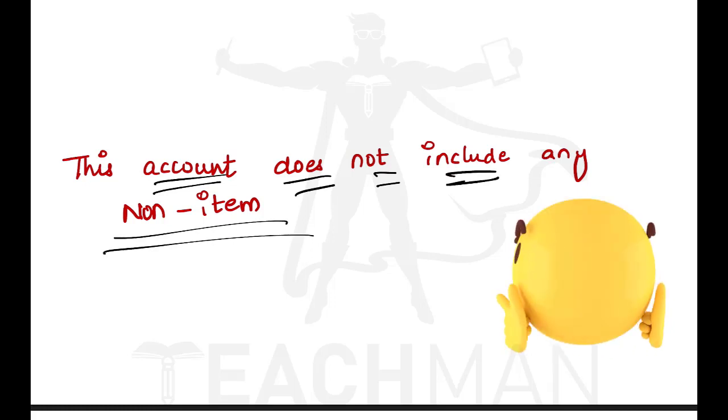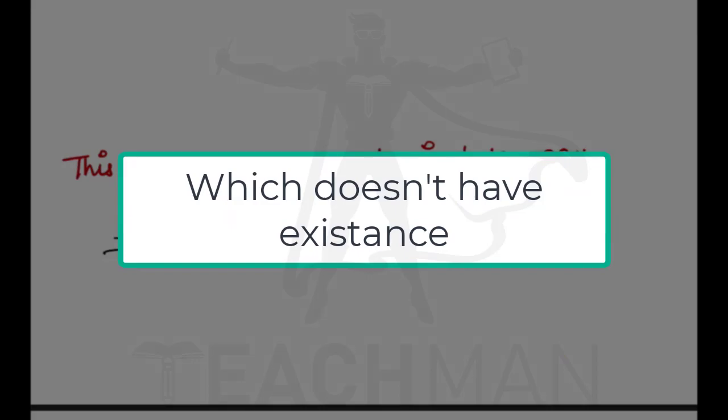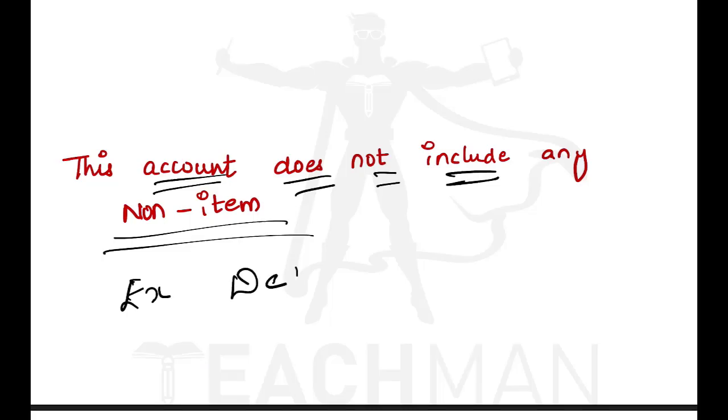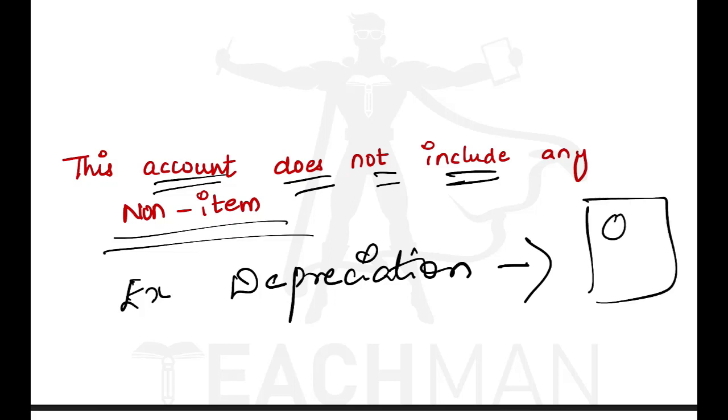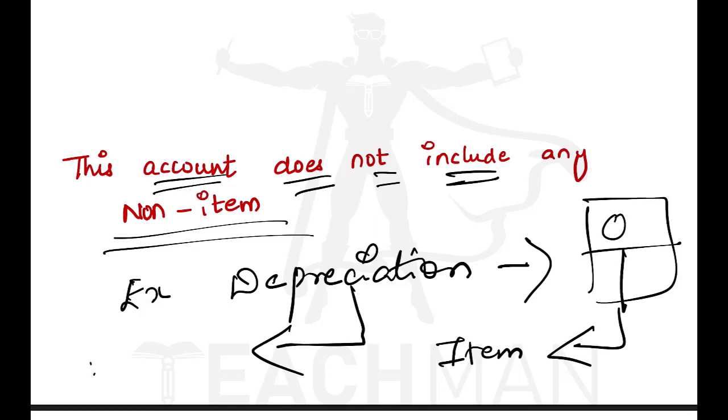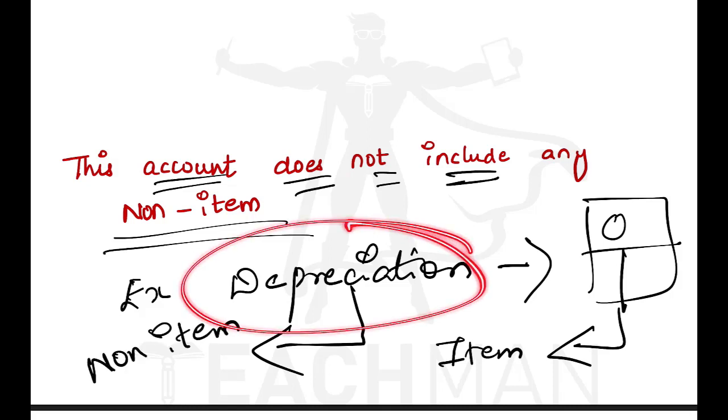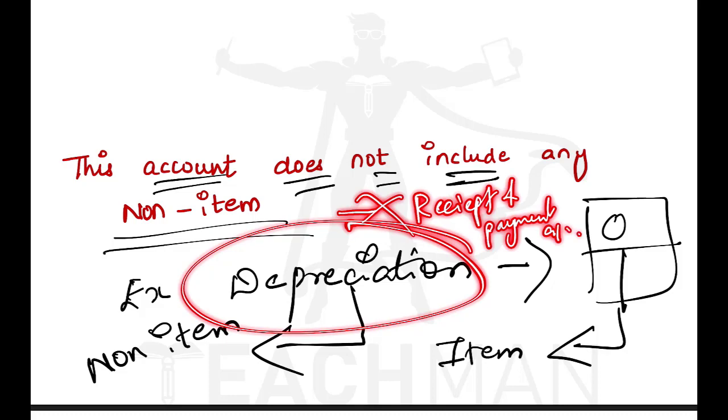The receipts and payment account does not include any non-item. Now, what is a non-item? Something which doesn't have existence. For example, depreciation. Depreciation is charged on machinery. Machinery is an item, but depreciation is a non-item. So these are not recorded in the receipts and payment account.